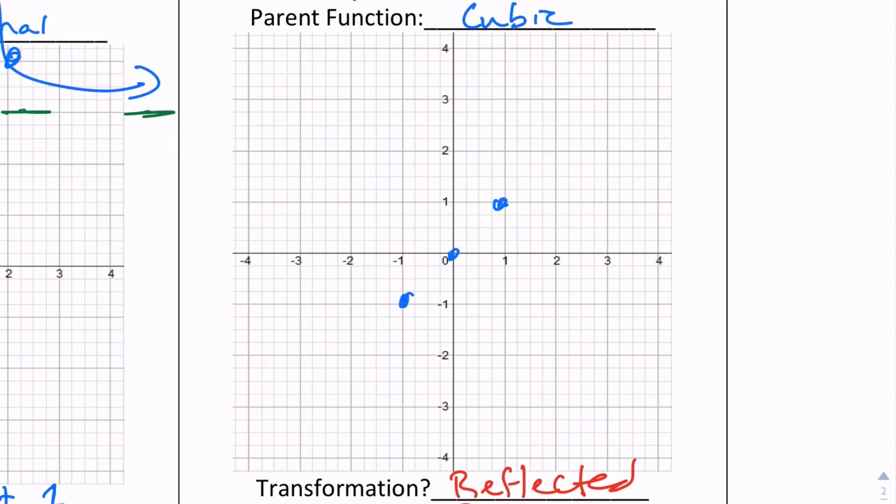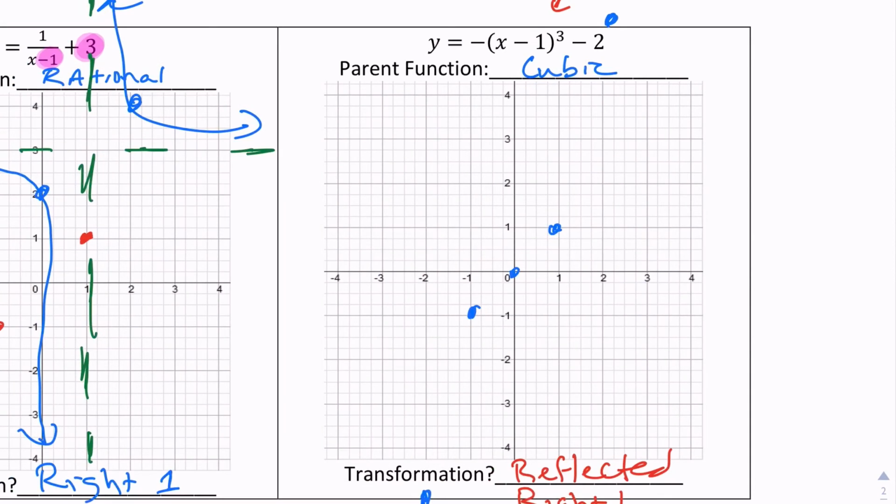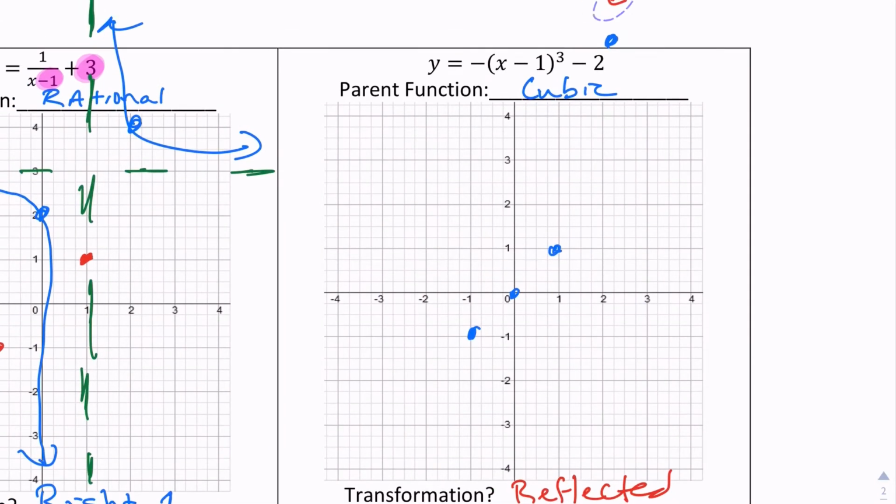So we'll start with the reflection. This dot, let me make that a little smaller. This dot up here at 8 is going to drop down to -8, right? So this dot down here is going to jump up to +8.